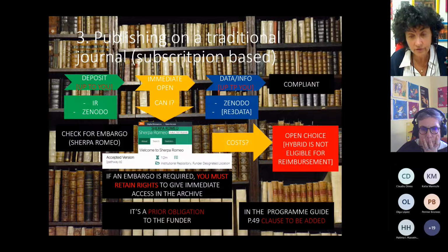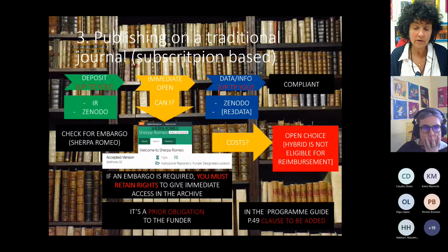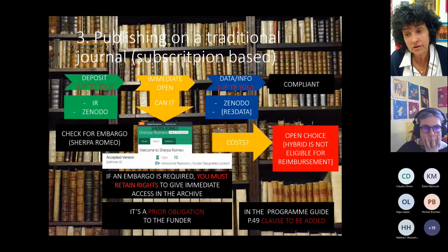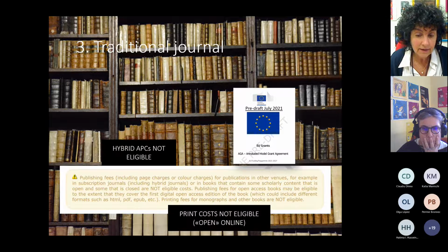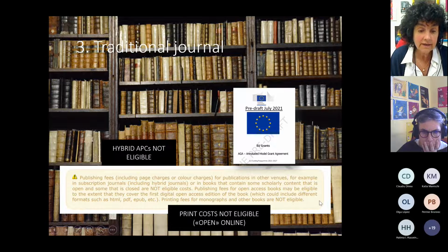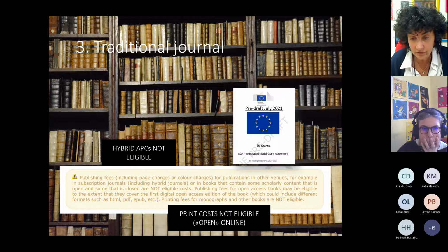If there are costs, or if the publisher asks for costs because maybe they redirect you to the hybrid version, bear in mind that hybrid is not eligible for reimbursement. It's, I think, the umpteenth time I say it, okay? Here you have the annotated model grant agreement, here you see the warning box saying that hybrid is not reimbursed, and for books you have only online costs and not print costs reimbursed.